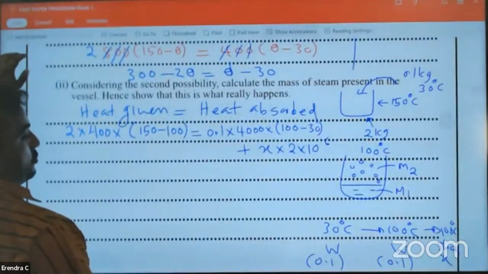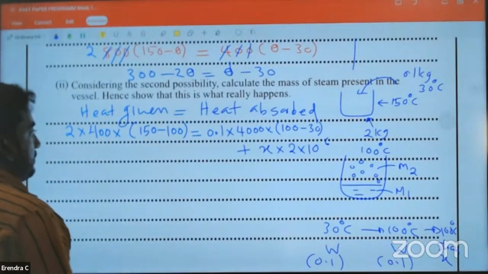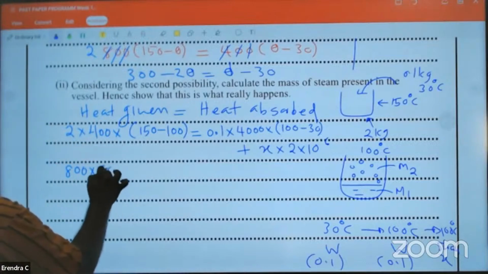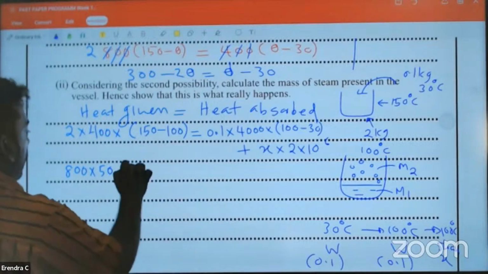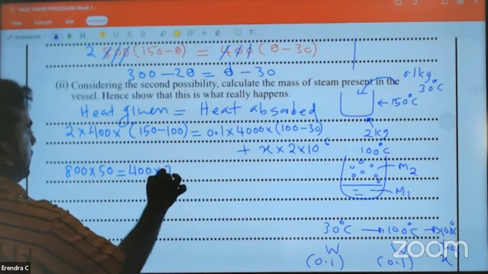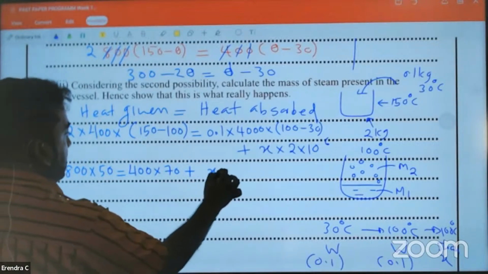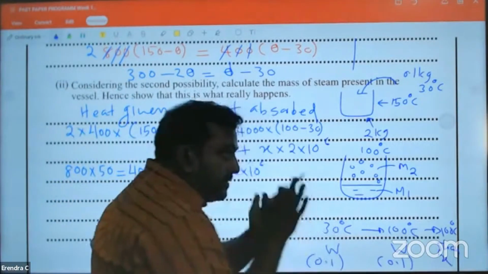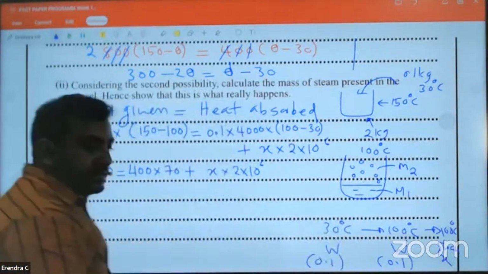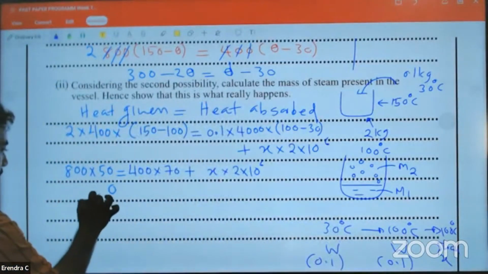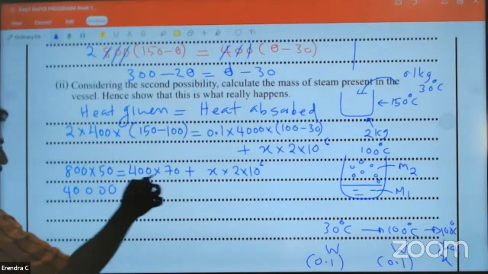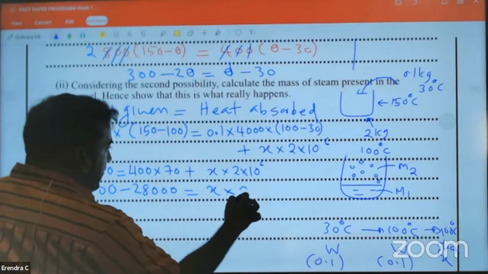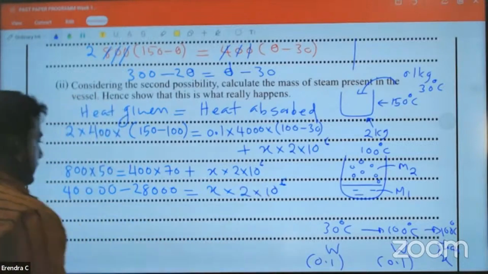Let's see whether this is true. Simplify. 800 into 50, 400 into 70, X into 2 times 10 to the power 6. We'll find the amount of mass. If this is less than 0.1, it is correct. 40,000 minus 28,000 is equal to X times 2 times 10 to the power 6.